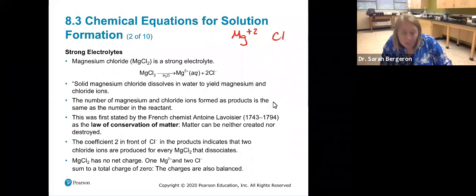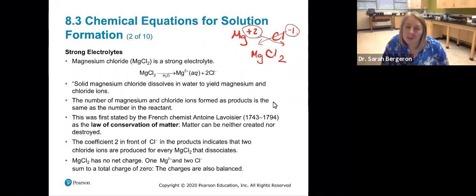You go look for chlorine. Chlorine is in column 17 or 7A, so it's -1. And so in order to write the formula, we do our little crossover and we get Mg1, but we don't write the 1, Cl2. Okay, so that's how we got the formula for magnesium chloride.